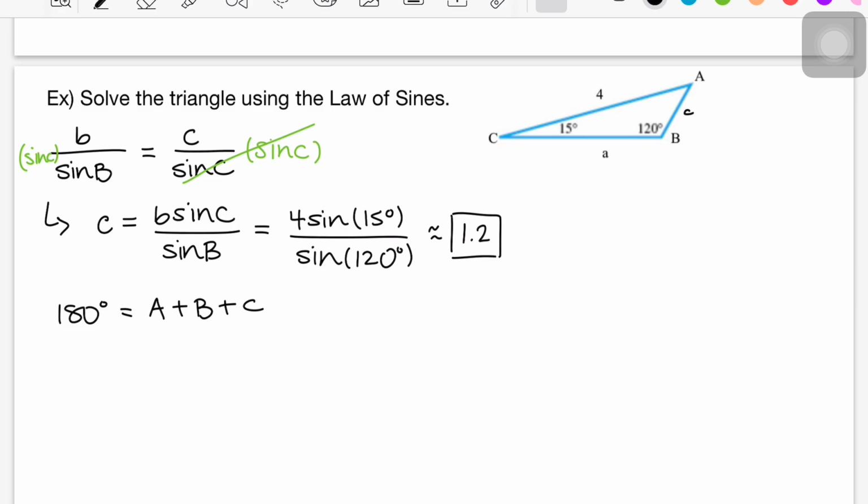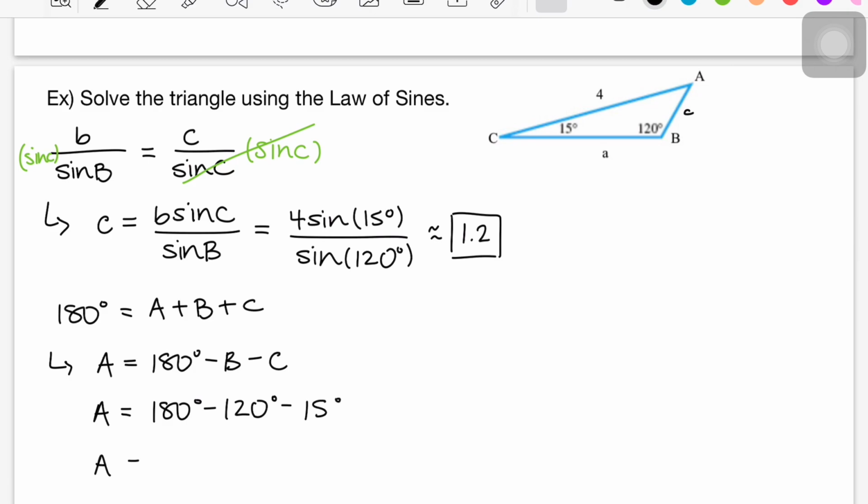So if we want to solve for A, this will be 180 minus our angle B minus our angle C. So this tells us A is going to be equal to 180 minus 120 minus 15. So then A must be equal to 45 degrees.